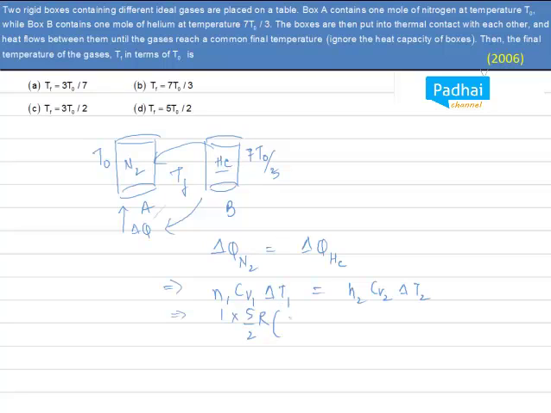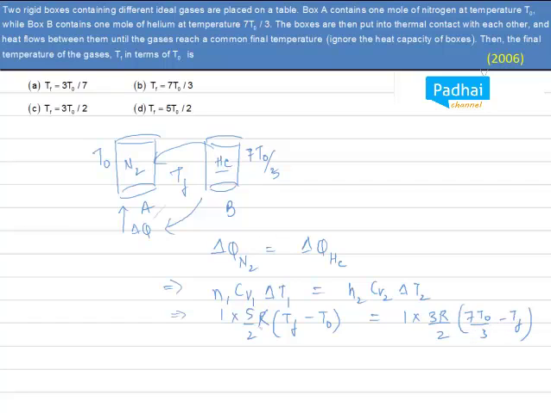And what is delta T? Let us suppose the final temperature is TF. Initial was T0, because it has gained some heat. This will be equal to n2, which is 1, and helium is a monatomic gas. That means CV2 will be 3R by 2. And delta T2 will be equal to 7T0 by 3 minus TF, since it is losing heat.